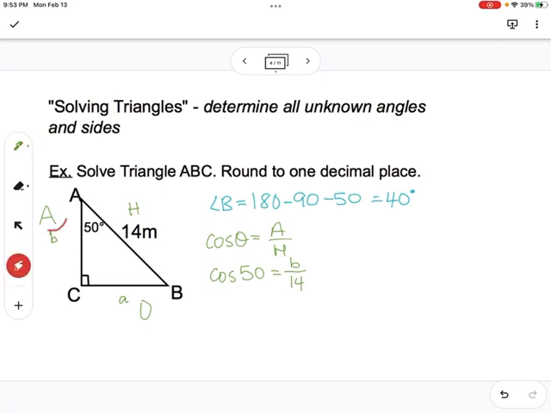To get the adjacent by itself, that's getting the B by itself, we want to move the divide by 14 to the other side. So it will be 14 times cos 50 equals B. In my calculator, I am putting 50 cos times 14. And we want to round to one decimal place. I have an answer of 8.99, and that rounded will bring me to 9 meters.